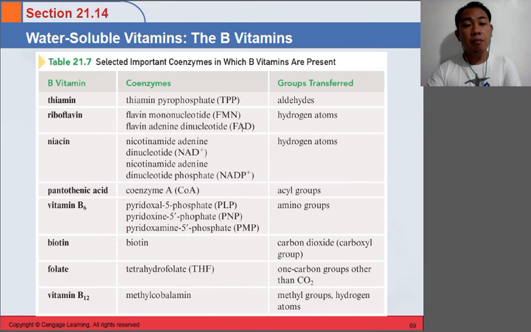Another group is the vitamin B or the B complex. Here we have thiamine, riboflavin, niacin, pantothenic acid, B6, biotin, folate, and vitamin B12.